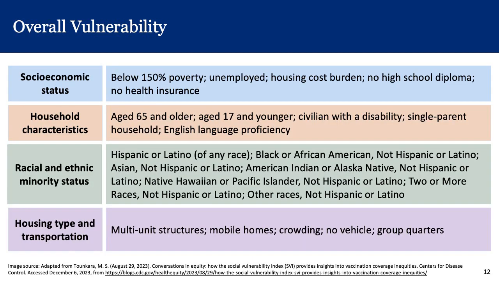And this is, again, a slide that shows some of the different factors that they look at according to socioeconomic status, the household characteristics, racial and ethnic minority status, and the housing types. And again, the more factors that they have in this right-hand column, the higher the risk of vulnerability will be.